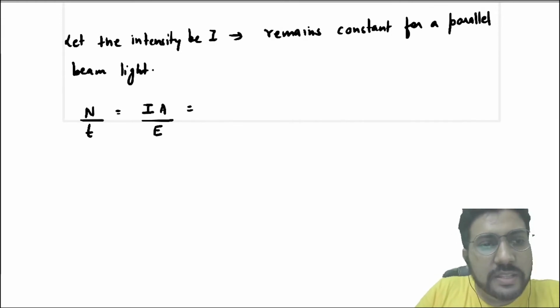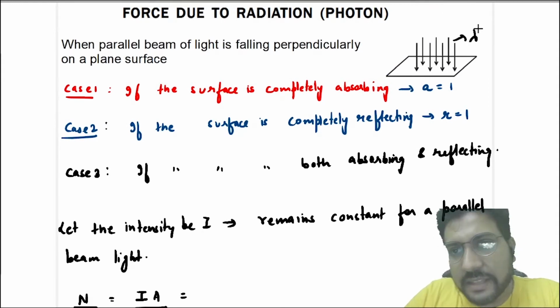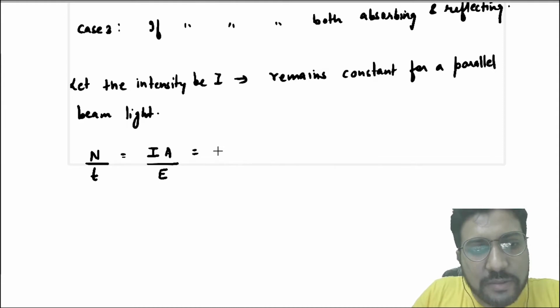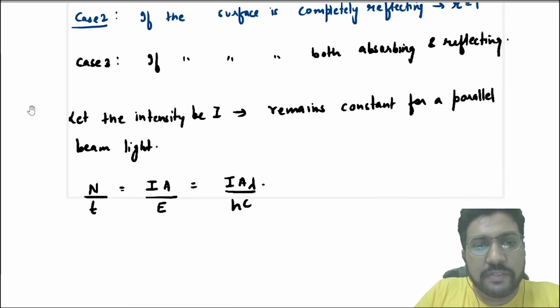So the number of photons striking the metal plate per unit time is Ia by E. Suppose the wavelength that this light is carrying is lambda, then E can be written as hc by lambda. So N by t is equal to Ia by E, which is equal to Ia by hc by lambda. This is the value of N by t.